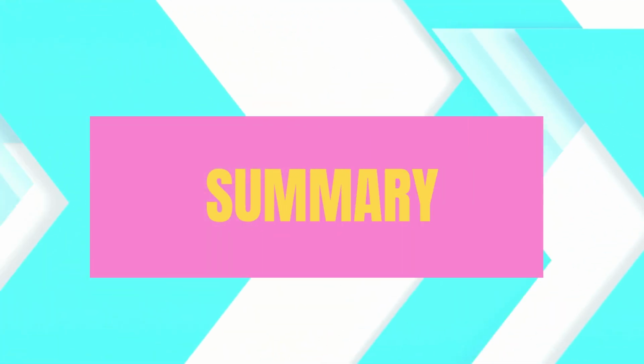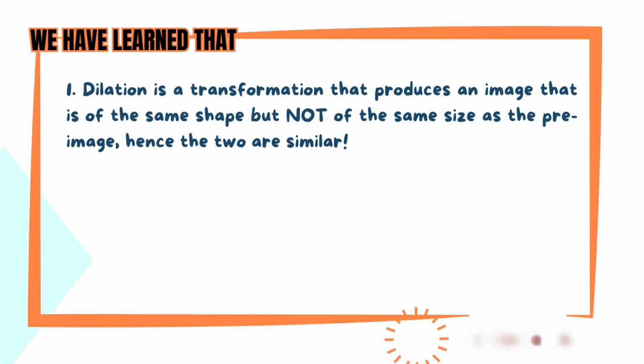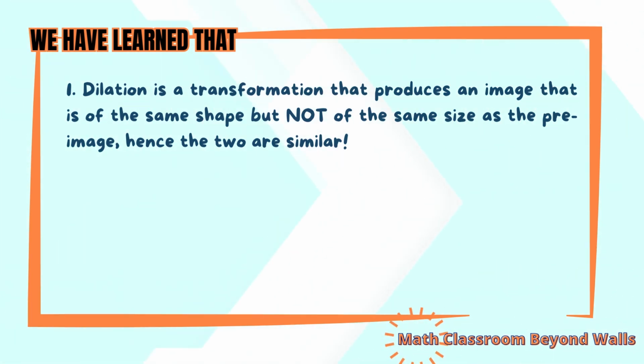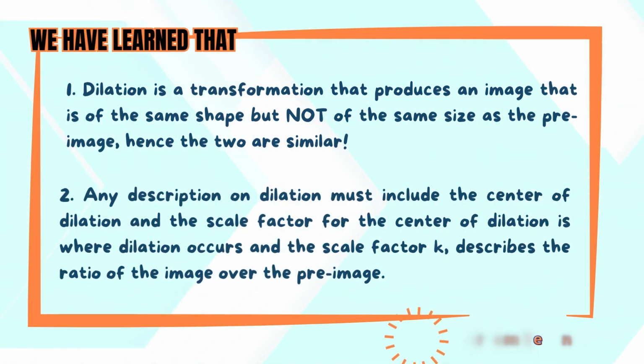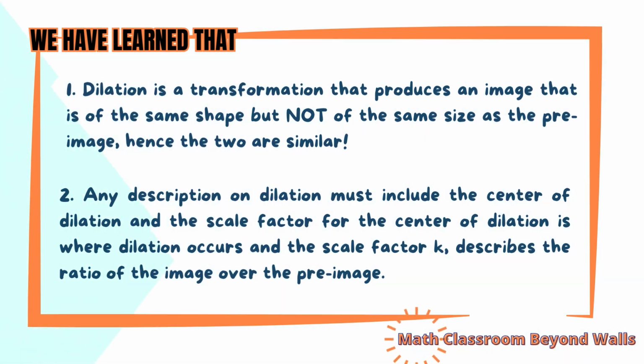Let us summarize what we have learned in today's video. We have learned that, first, dilation is a transformation that produces an image that is of the same shape but not of the same size as the pre-image. Hence, the two are similar. Second, any description on dilation must include the center of dilation and the scale factor, for the center of dilation is where dilation occurs, and the scale factor k describes the ratio of the image over the pre-image.